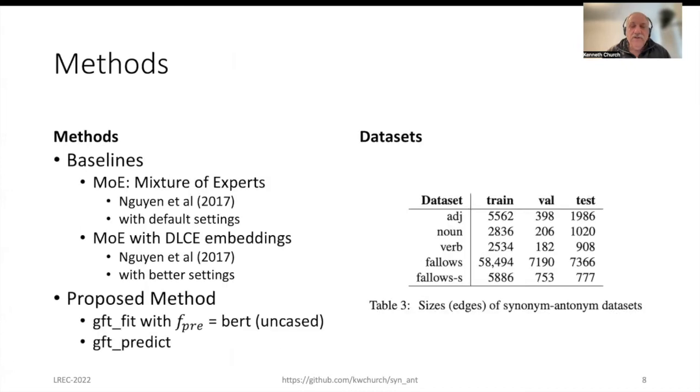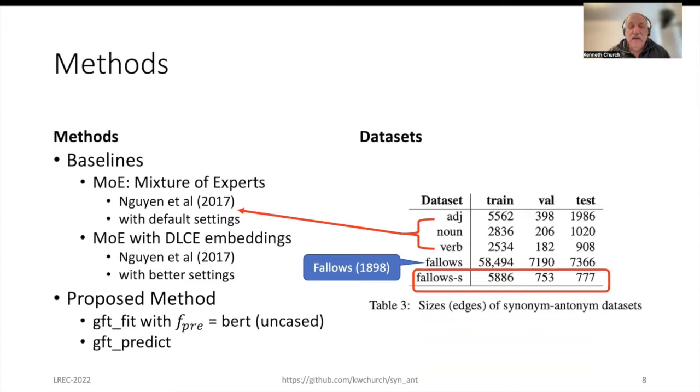Now we're going to talk about a bunch of methods and some data sets. We have 2 baseline methods. There's a mixture of experts, which is from a recent paper. It comes either with default settings or with the better settings. And then we have a proposed method, which is based on GFT. And then we have 5 data sets here. 3 of them come from that prior work. Fallows is a thesaurus that we found. And Fallows S is a sample of the thesaurus. It's a random sample. All of these splits are posted on our websites.